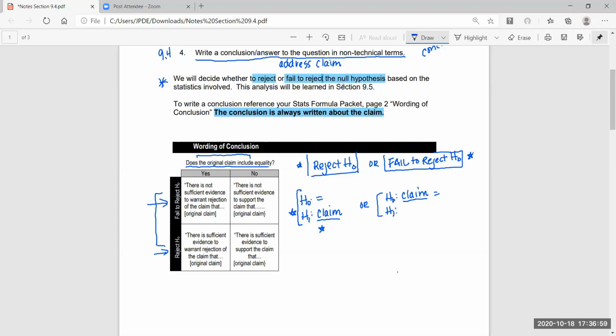If I had this situation right here, and I said we're going to reject H0, that's basically meaning we're getting rid of H0. We're rejecting it, which means we're accepting the claim. Let's look at how we would write that. So if I look, this one I said we're rejecting. So we're looking at that row of the table. And then the claim is in H1. So does the claim have an equals? No, it wouldn't have an equals here.